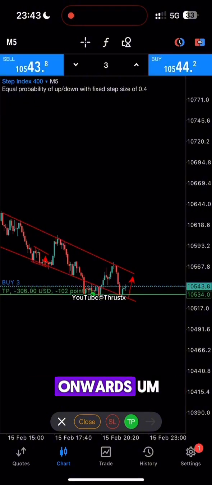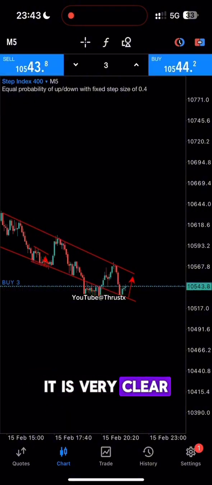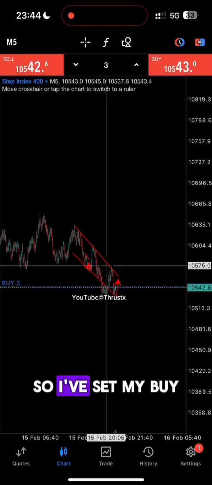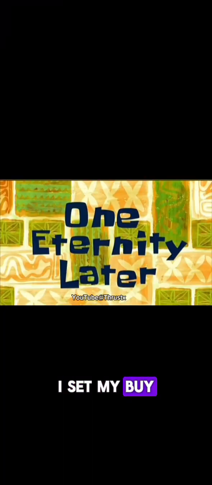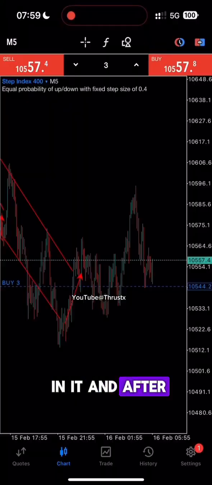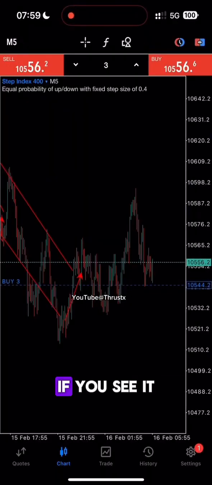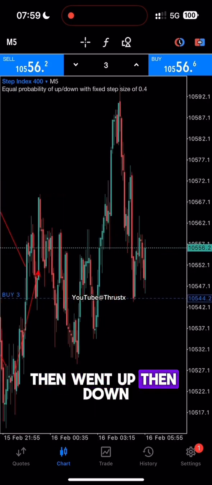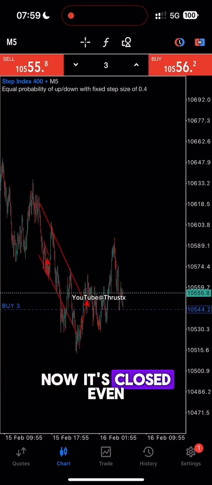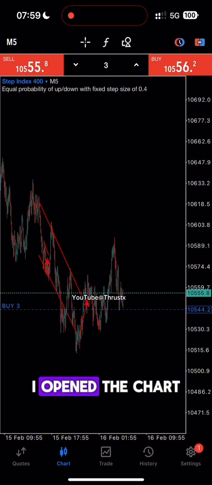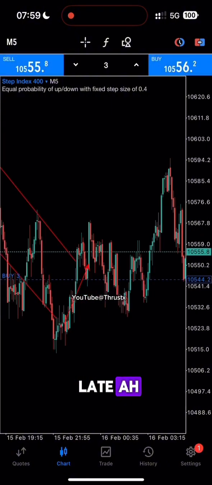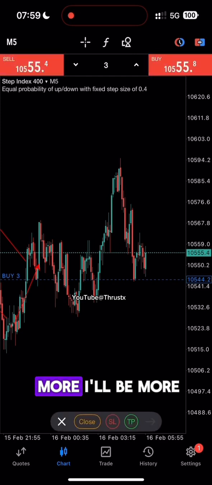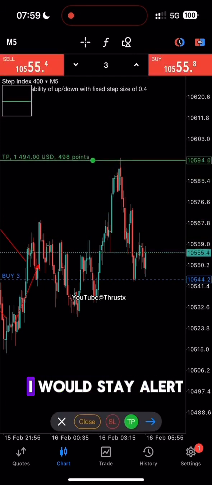So from this point onwards, it is very clear. So I've set my buy. I set my buy in it, and after one eternity later, if you see, it actually went up, then went down, then went up, then down, then up again, and now it's closed even down. I opened the chart late. I hate doing that. Next time I'll be more insightful, and I will stay alert.